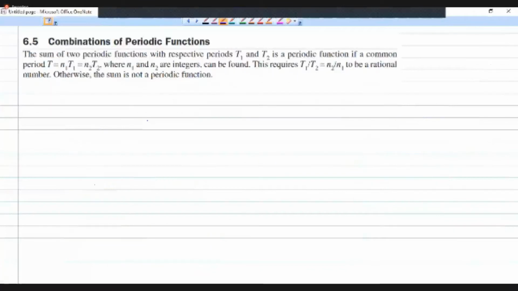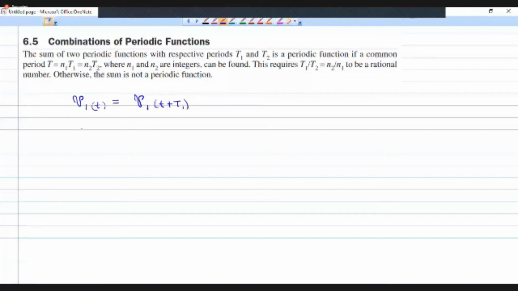Now what happens when we combine periodic functions? Let us assume that we have two functions. Let us say v1 of t. Let us assume that it is periodic. It means that v1 of t could be written as v1 of t plus some time period capital T1. So it will repeat. This v1 of t will repeat again after some time T1.